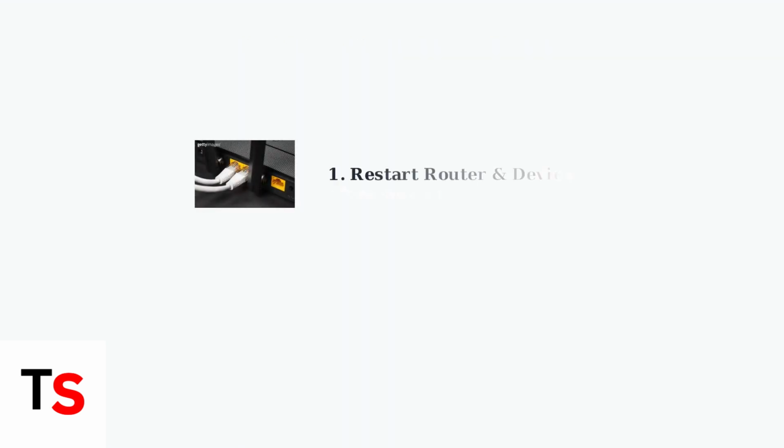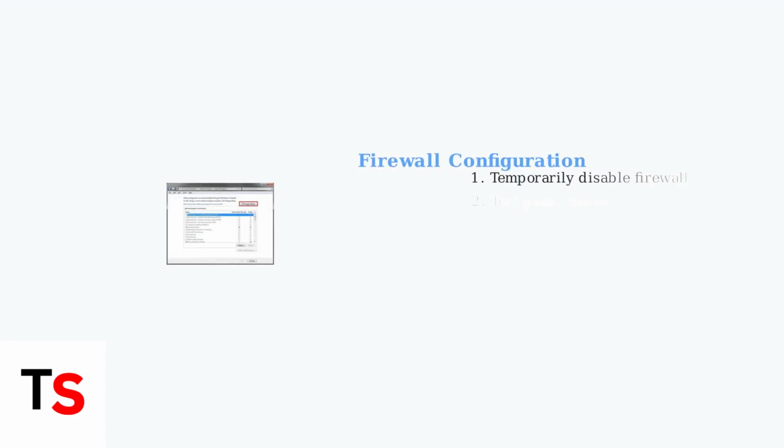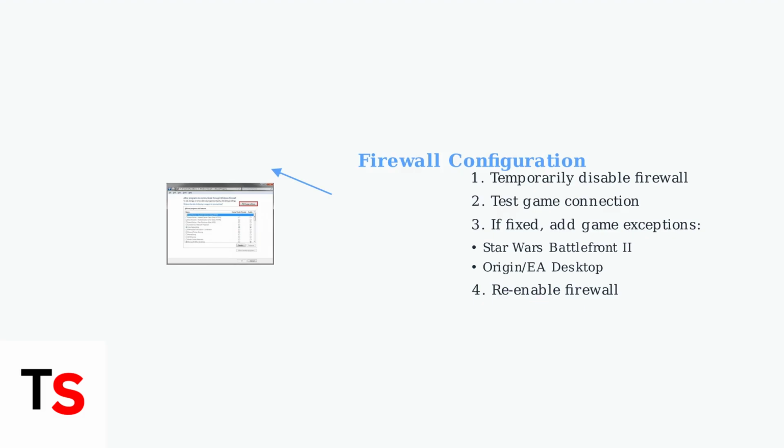Start with the most basic fixes. First, restart your router and gaming device. This simple step resolves many connection issues by refreshing your network connection. Next, check your firewall settings. Temporarily disable your firewall to test if it's blocking the game. If this fixes the issue, add exceptions for Battlefront 2 and Origin instead of leaving your firewall disabled.